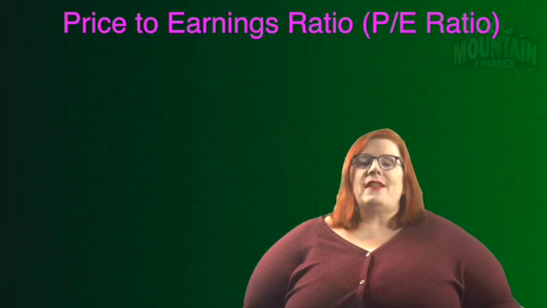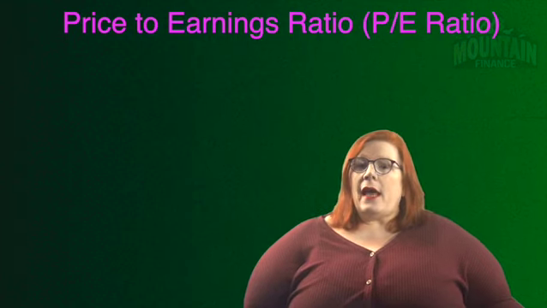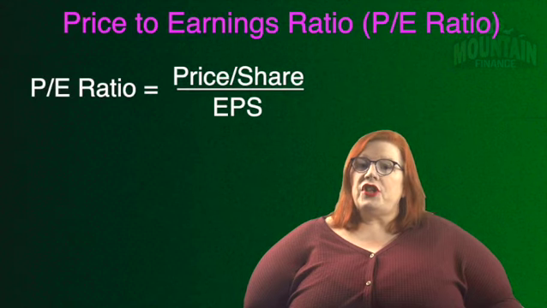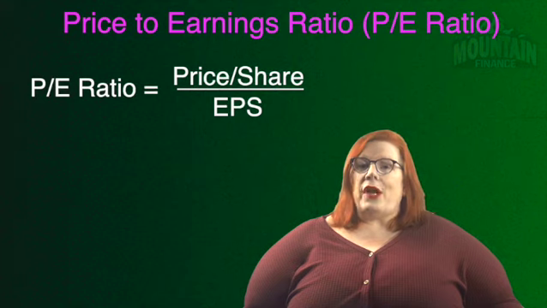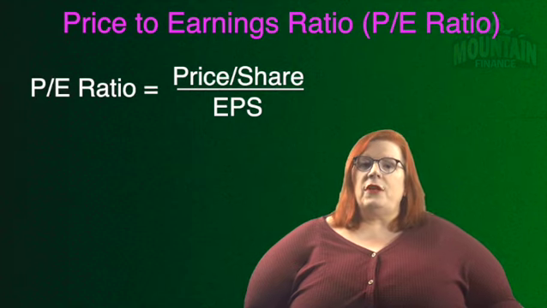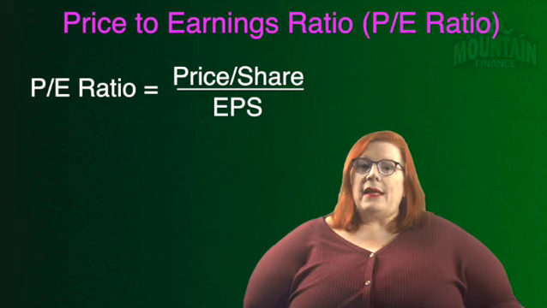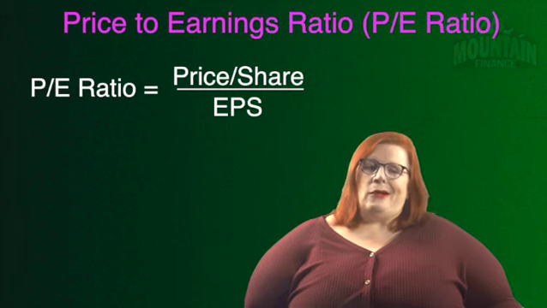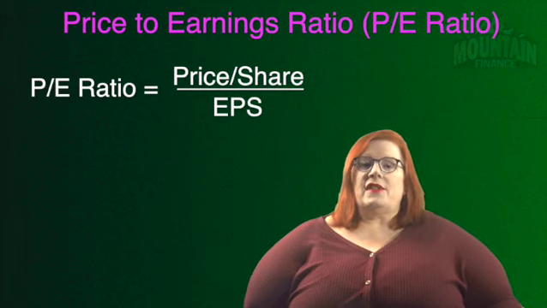Next, we have the price to earnings ratio, or PE ratio for short. The PE ratio is a valuation ratio, and it's simply calculated by dividing the market price per share by the earnings per share. Pretty simple. This PE ratio, it does help investors determine if a stock is overvalued or undervalued. A lower PE ratio may indicate that a stock is undervalued, while if it's higher, it might suggest that it's overvalued.